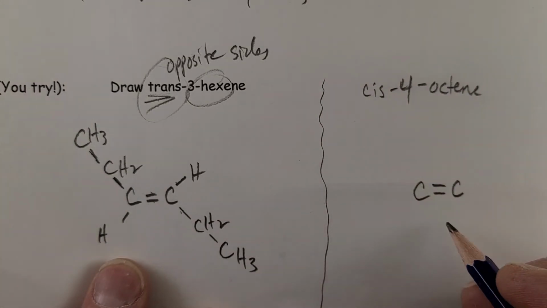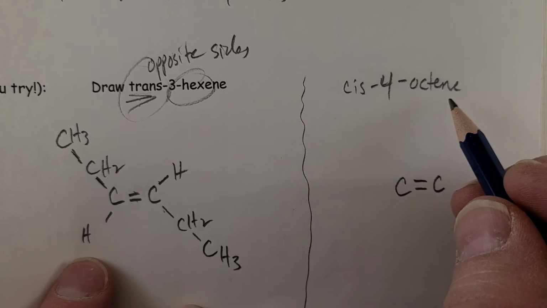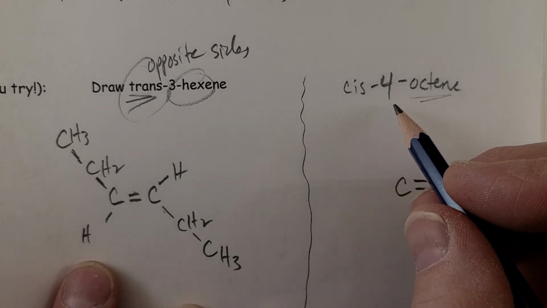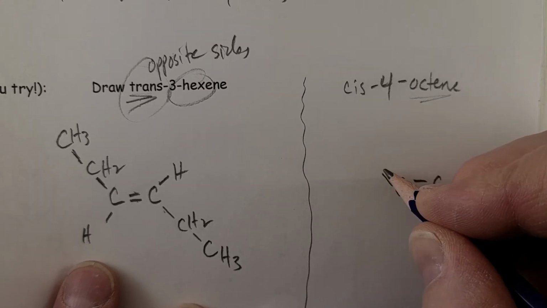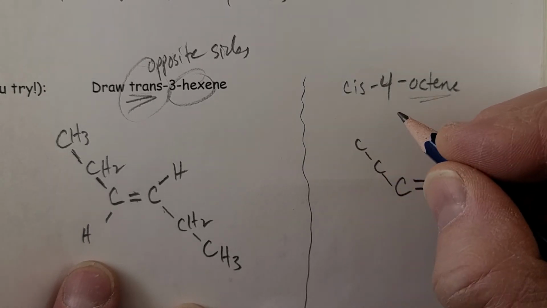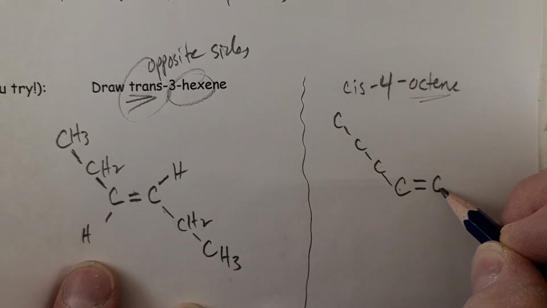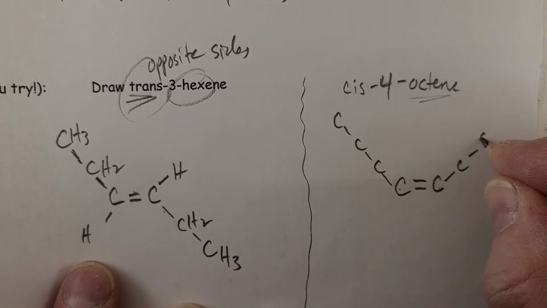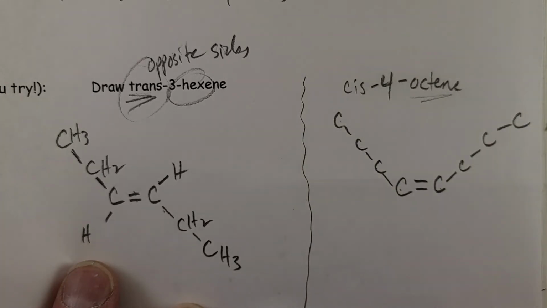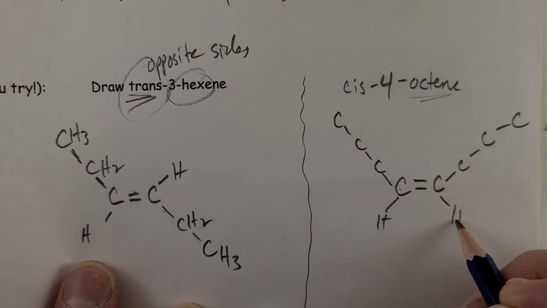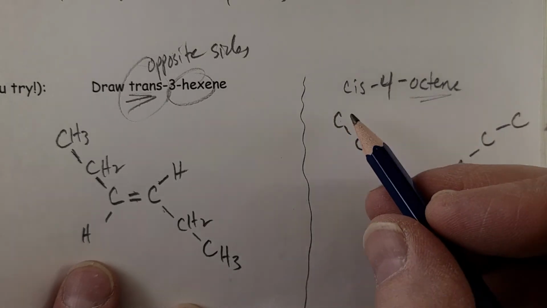So again, double bond carbons, and then octene, I need 3 more in either direction. Cis means same side, so I could draw them both going up, or I could have drawn them both going down. It doesn't matter. 1, 2, 3, 4, 5, 6, 7, 8. So there we go. And so this carbon here needs an extra H. So I could have drawn them both going up like I did there.